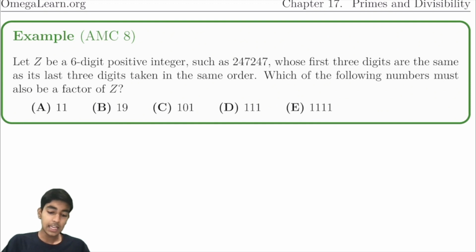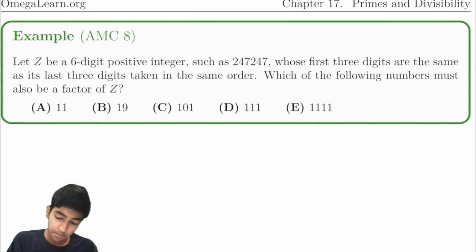Okay, let z be a 6-digit positive integer such as 247,247, whose first three digits are the same as the last three digits taken in the same order. Which of the following numbers must also be a factor of z?